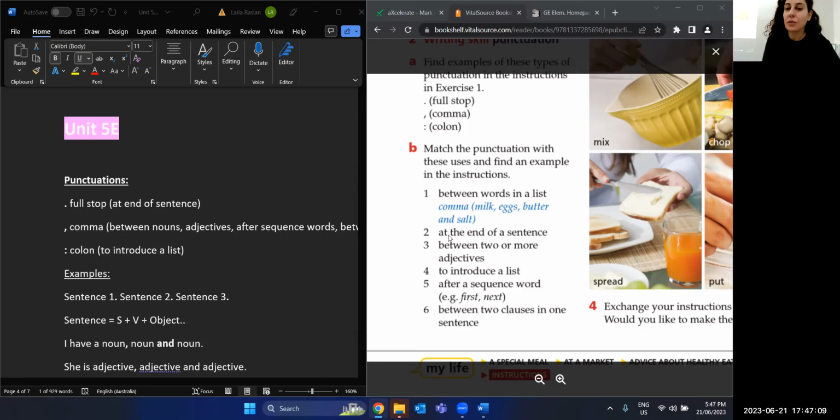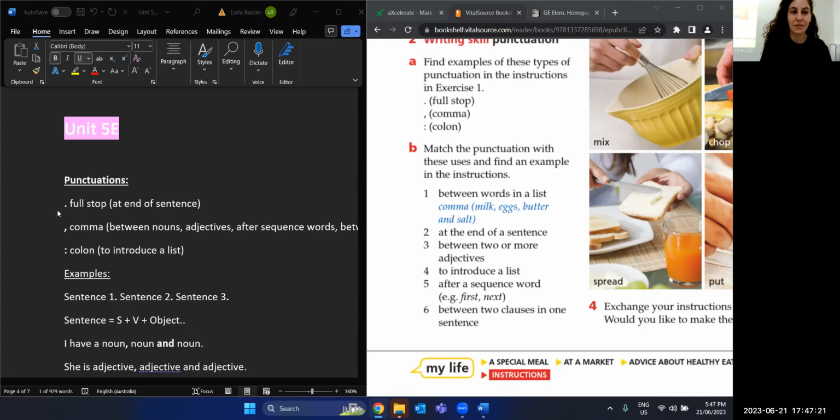Number 2. Do we use a full stop, comma, or colon at the end of a sentence? Full stop, yes. Full stop at the end of a sentence. Number 3, between two or more adjectives. Comma, yes, we have it here, comma between nouns and adjectives.